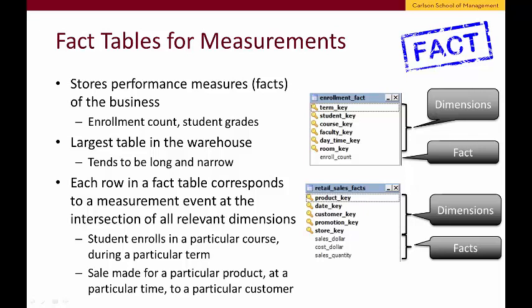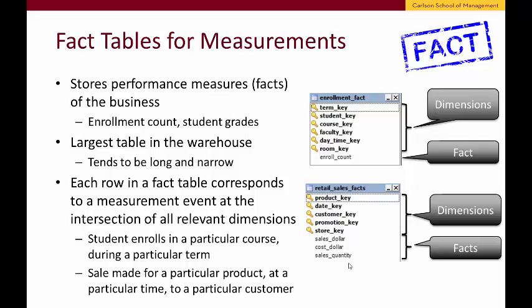Enrollment count, which is always 1, is an example of a so-called factless table, which we'll talk about later on, and student grades were examples used in our running case of the student enrollment data mart, one of which is shown here in the top right corner. Other examples include sales, right here in the bottom right corner, both dollar amounts, the cost in dollar terms, as well as the sales quantities, and then others such as account balances, inventory quantity on hand, etc.